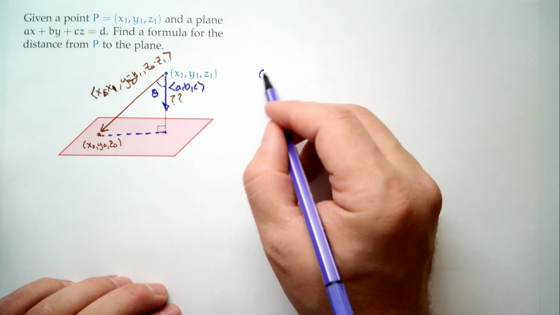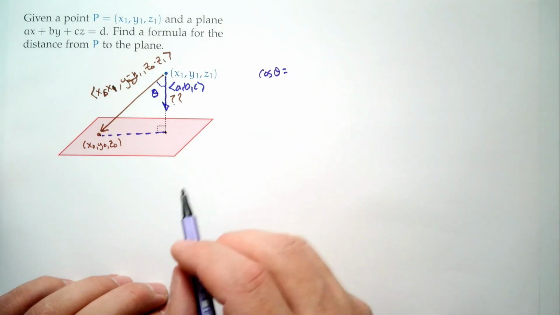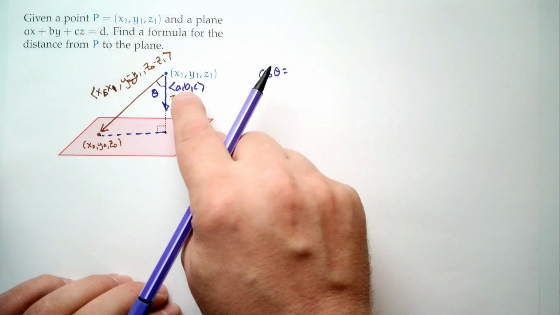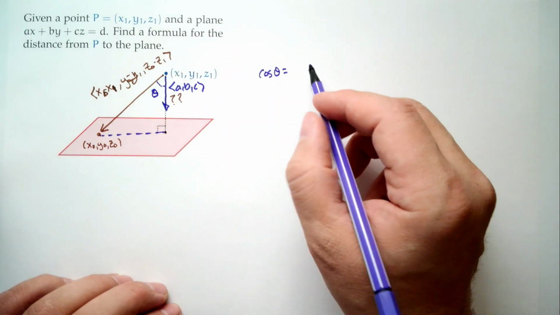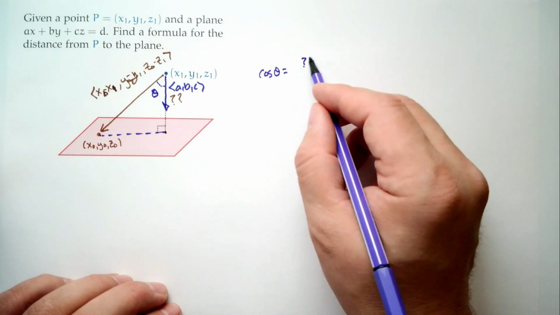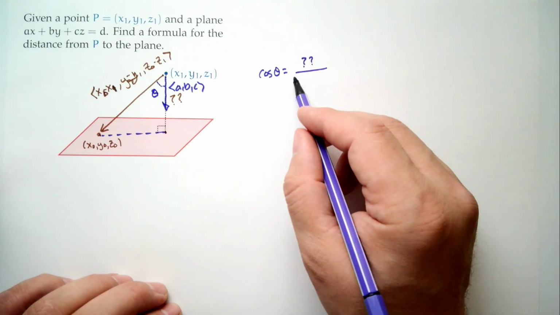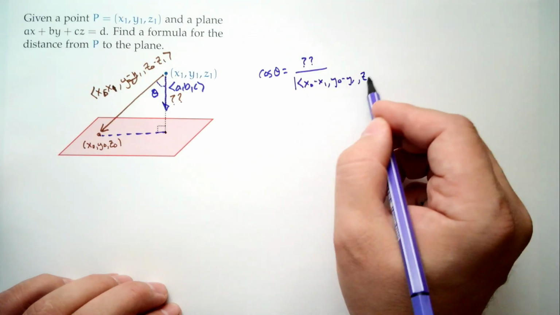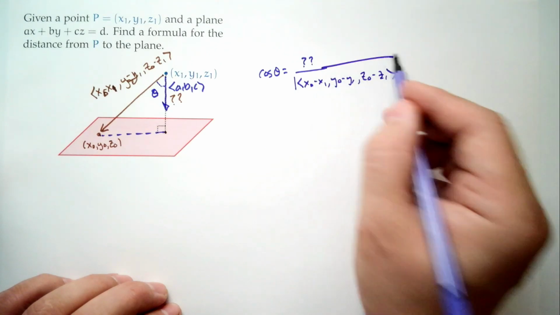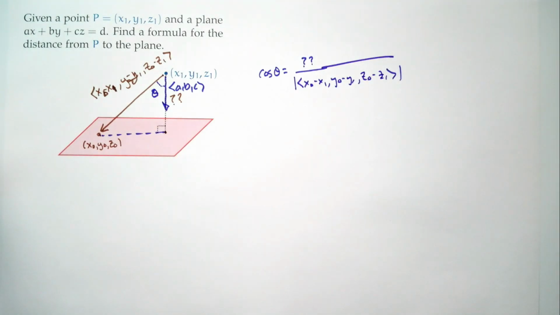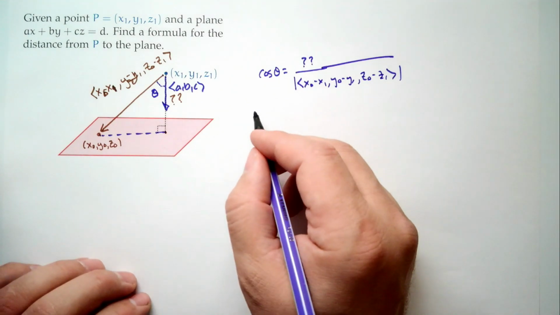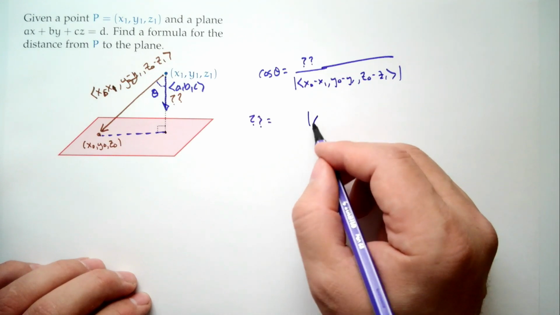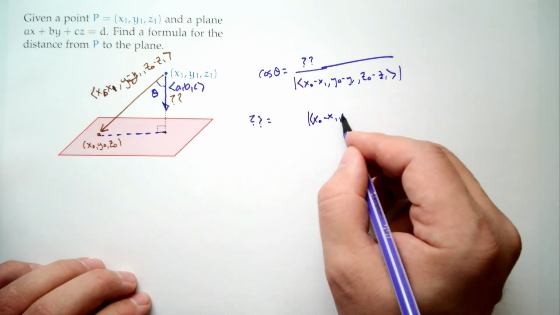So what can we say? Well, we can say that cosine theta is equal to the adjacent side, which we don't know, over the magnitude of this vector here, x0 minus x1, y0 minus y1, z0 minus z1, which we also don't fully know yet, but okay, so that's what we have. All right, so we're making progress. So what we're after, our distance formula, is this vector here times the cosine of theta.